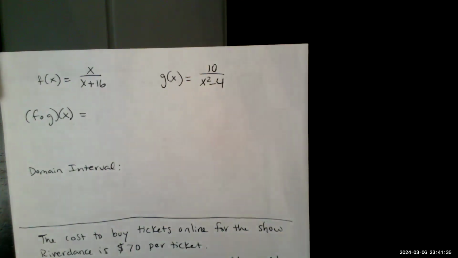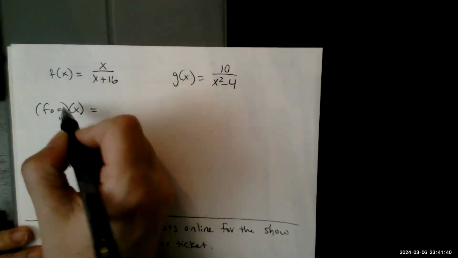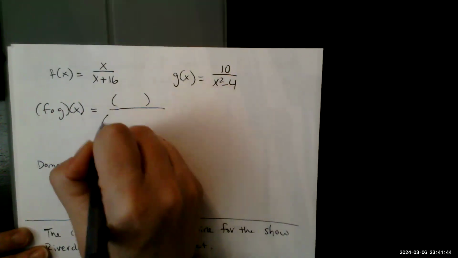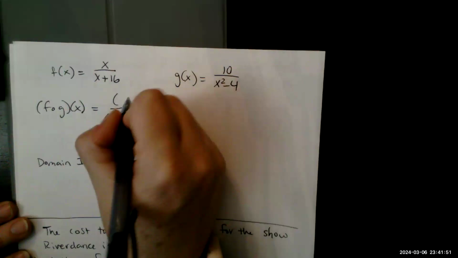Okay. One more, but with fractions again, and also asking me for that domain interval. So I need to put the G inside the F. So I start with the F, leave my spaces. I now put the G function inside.